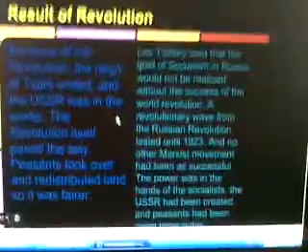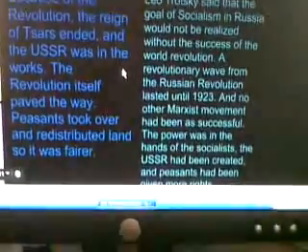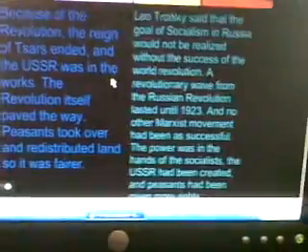The results of the revolution. Because of the revolution, the reign of czars ended, and the USSR was in the works. The revolution itself paved the way. Peasants took over and redistributed land so it was fairer.